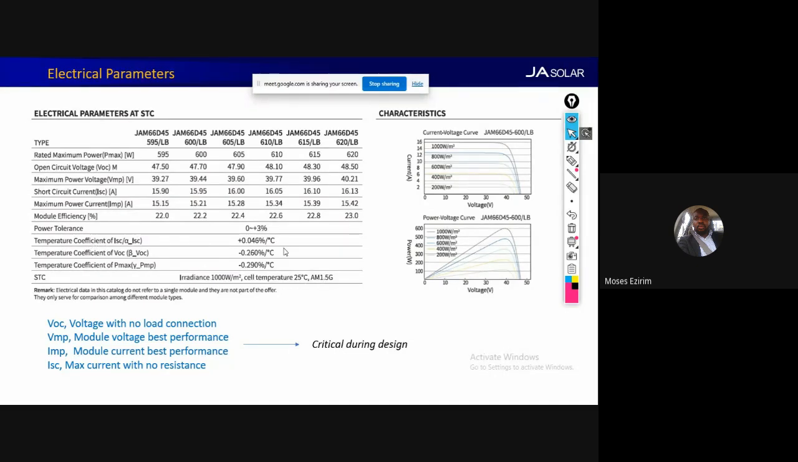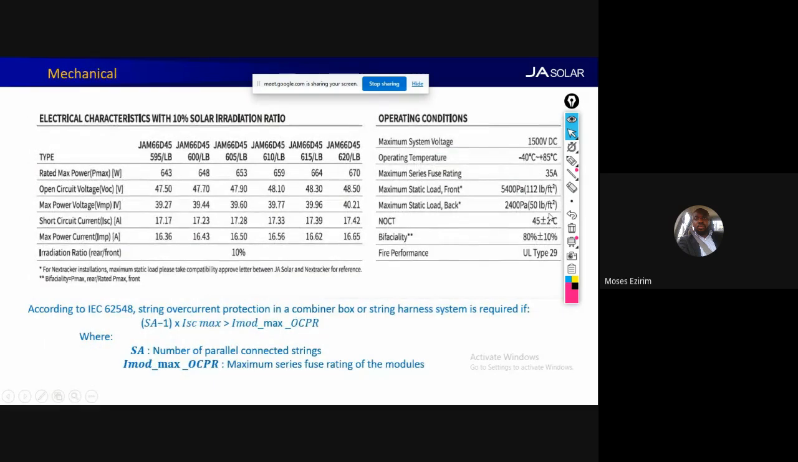Now you can see the power tolerance. Power tolerance is 0 to plus or minus 3%. It means that though my module is 603, it can also go as far as 3%. So that is the meaning. Now let me move on. So you can see the curve here. This is also the electrical parameters.